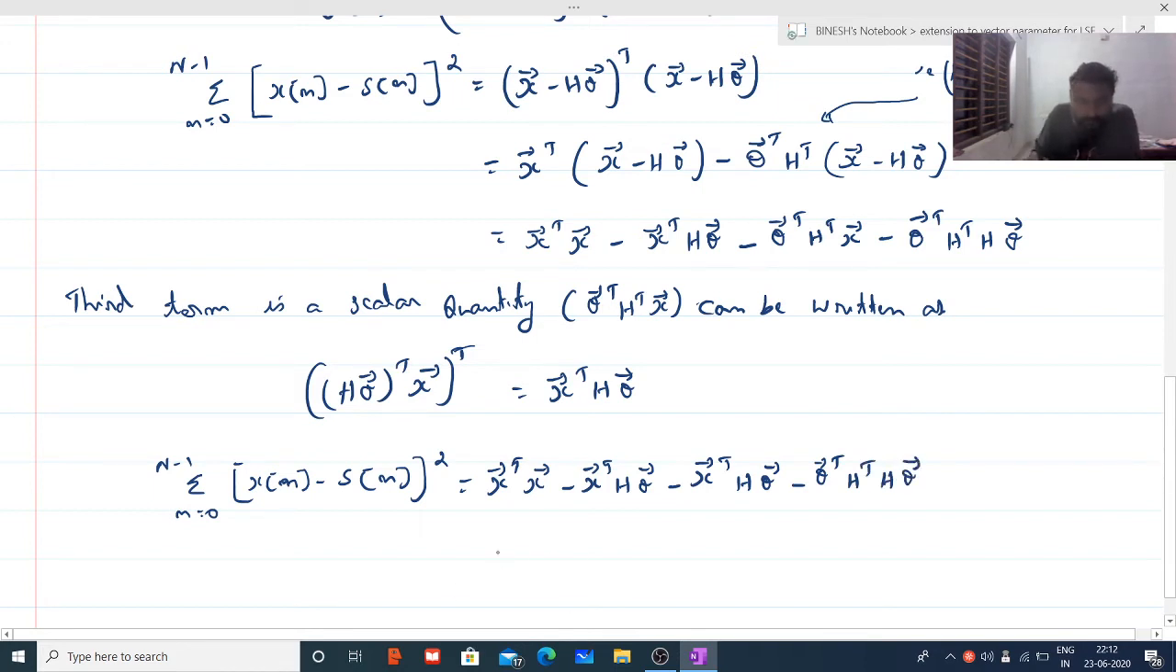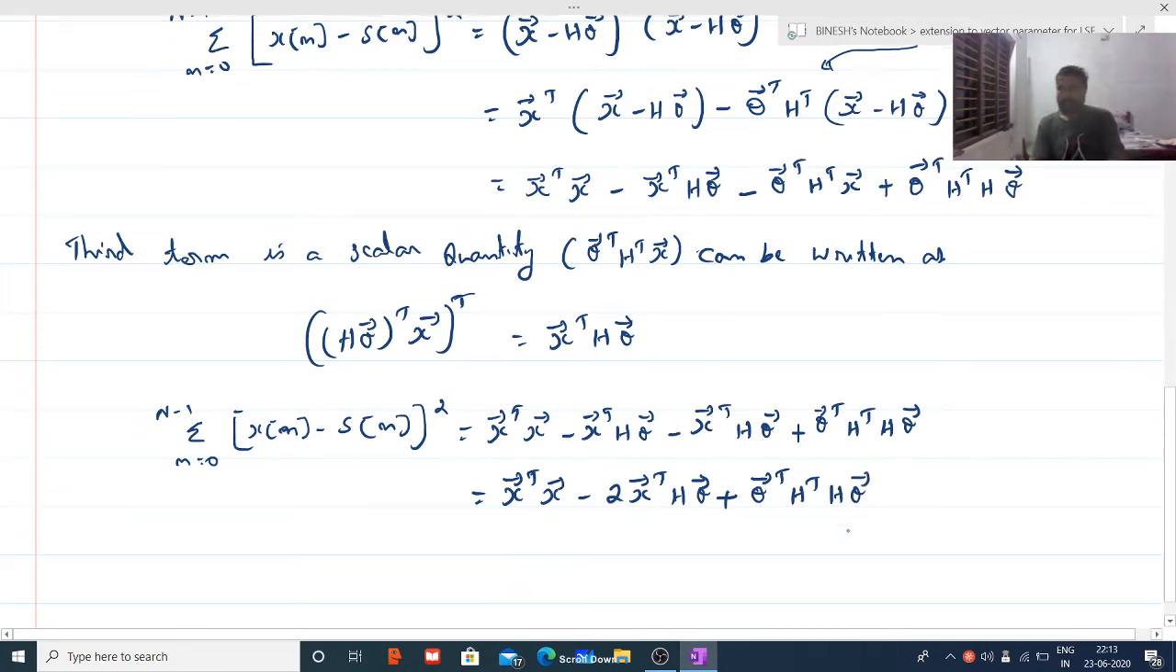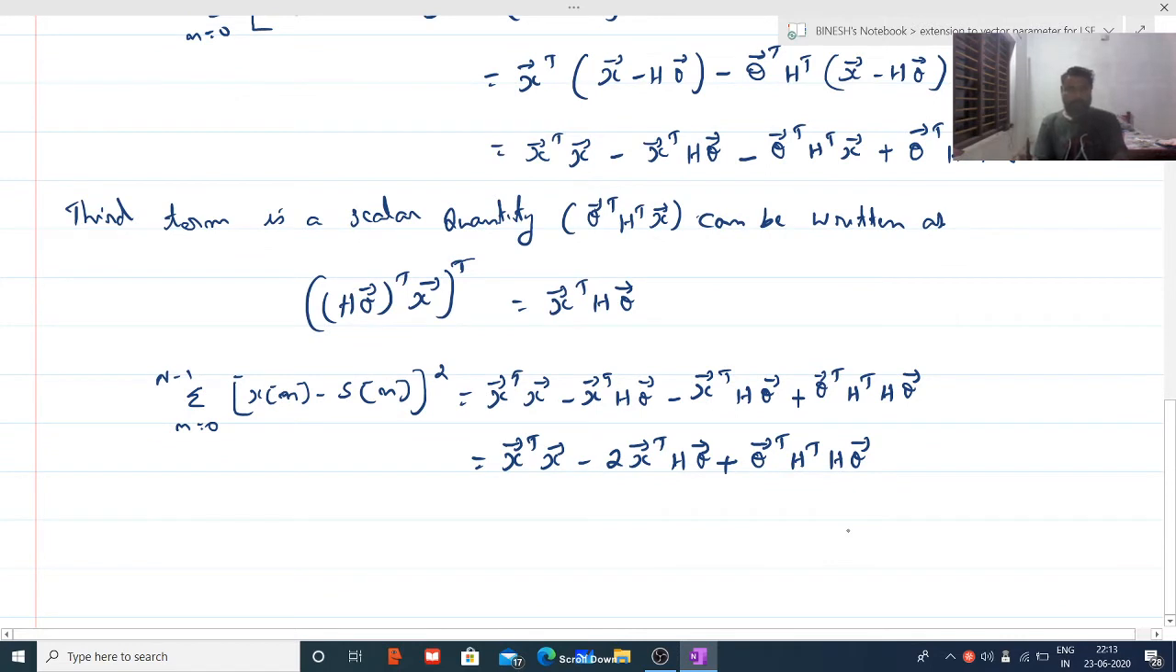Okay, so this changes to x transpose x minus 2 into x transpose h theta. So sorry, this will be plus. Minus and minus, it will be plus. Clear? A small mistake I made. So plus theta transpose h transpose h theta. Clear? So now we have to minimize this one.